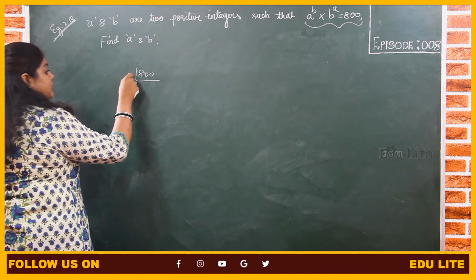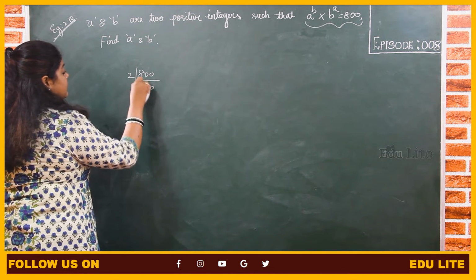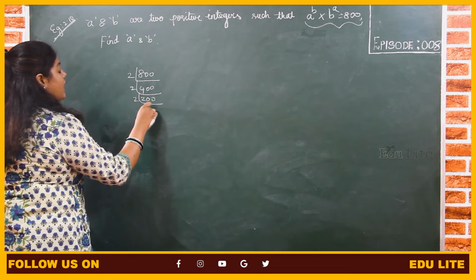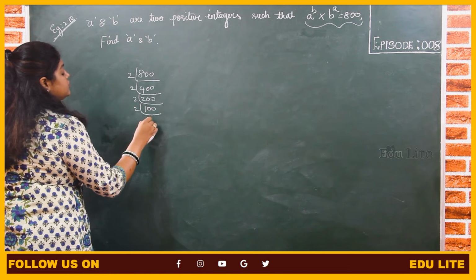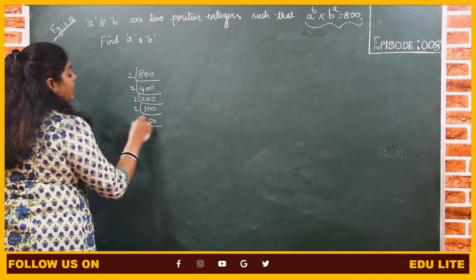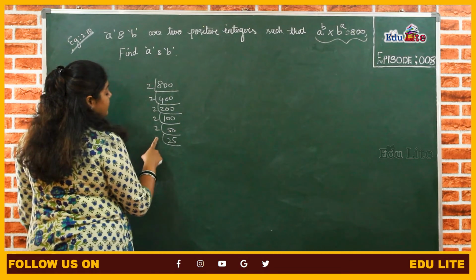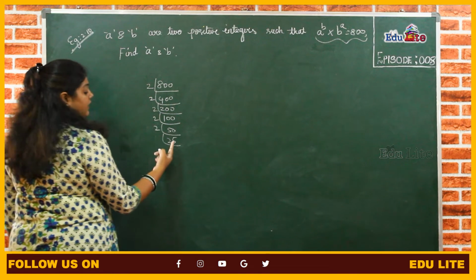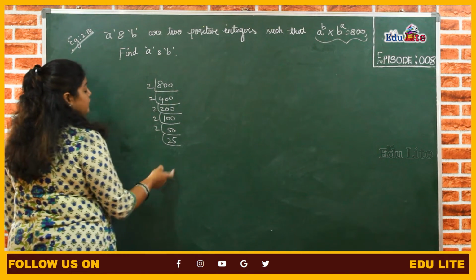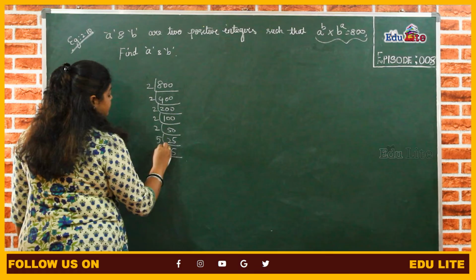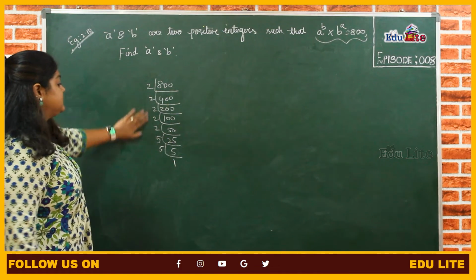The first prime number I choose is 2, 400. Again we can choose 2, 200. Again we can choose 2, 100. Again we can choose 2, 50. Again we can choose 2, 25. Now we have to move on to the next prime number. Next prime number is 3. 3 will not divide 25. Therefore we choose the next prime number 5, which will divide. 800 is factorized in such a format.